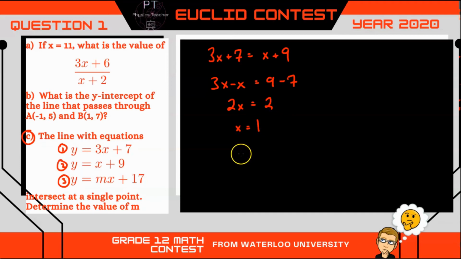So the point of intersection has an x-coordinate of 1. If we substitute that back into either equation, I'll do equation 1, we get y equals 3 times x, where x is 1, plus 7. So y is then equal to 10. So our intersection point is (1, 10).